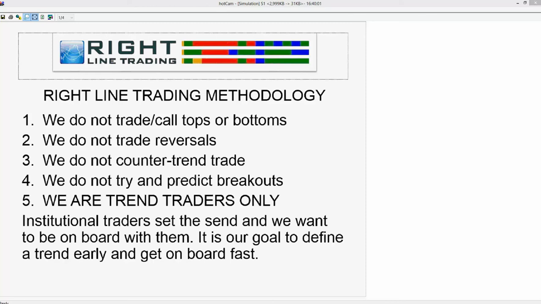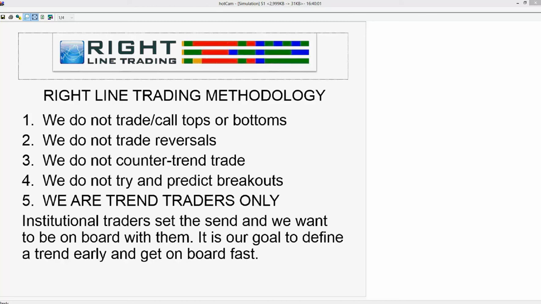The other thing is we don't counter trend trade. Our software defines the trend for us, and our goal is to get on board with the trend. We don't buck the trend. And we do not try to predict breakouts. That's another thing that a lot of software systems do.